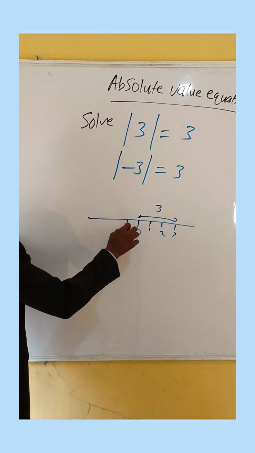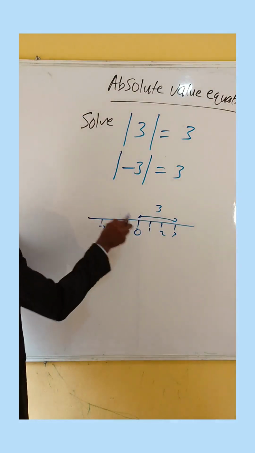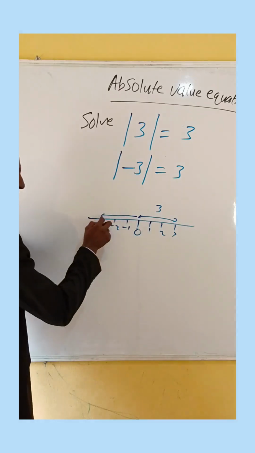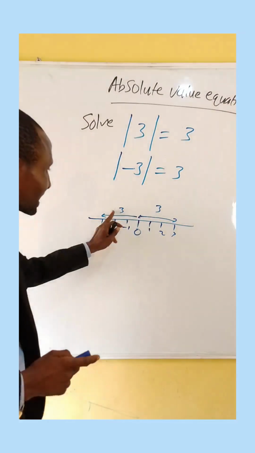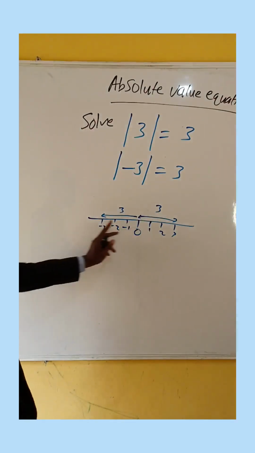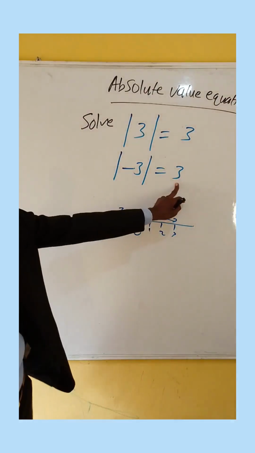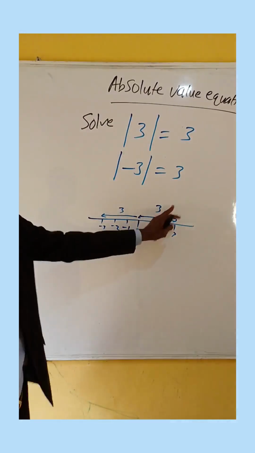At the same time, this is negative 1, negative 2, negative 3. The distance between this same 0 and this negative 3 is also 3. So that distance you are seeing, 3, 3, is what we have here. To move from this reference point to negative 3, it is 3 units. To move from 0 to positive 3, it is 3 units.